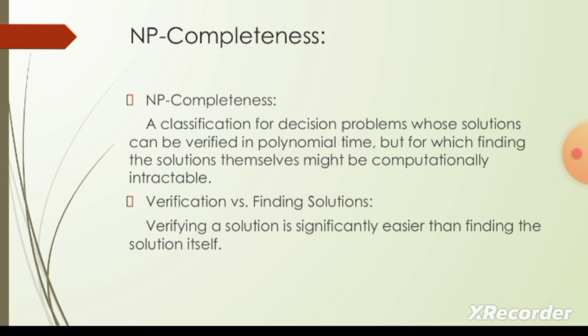So NP-completeness is a classification for decision problems whose solution can be verified in polynomial time, but for which finding the solutions themselves might be computationally intractable. So, NP-completeness signifies a class of problems that are not only difficult to solve directly but also serve as a benchmark for the difficulty of other problems.